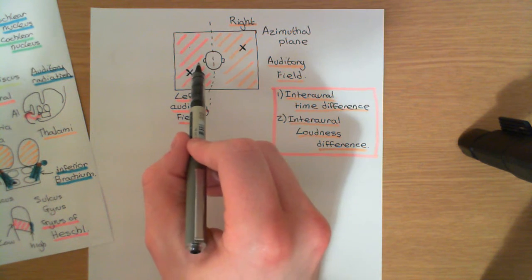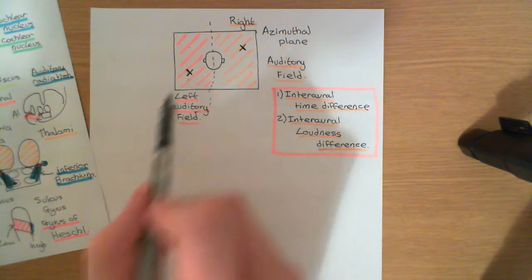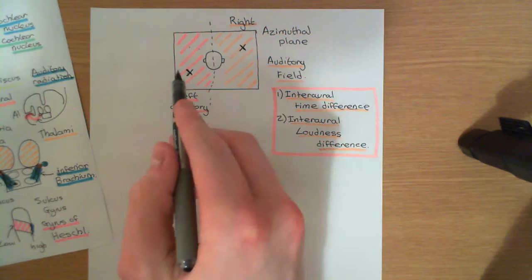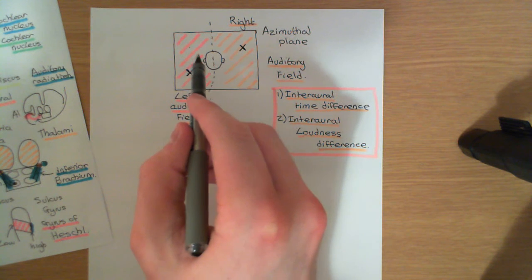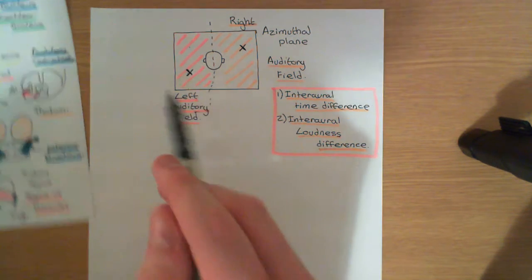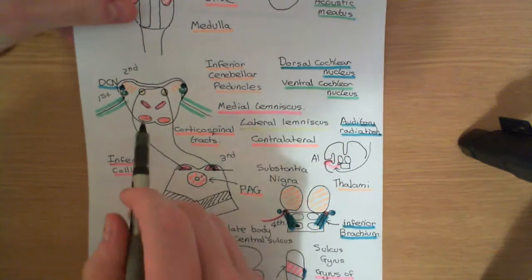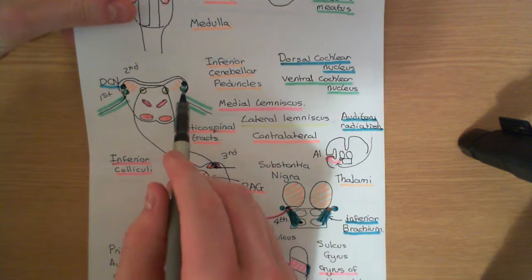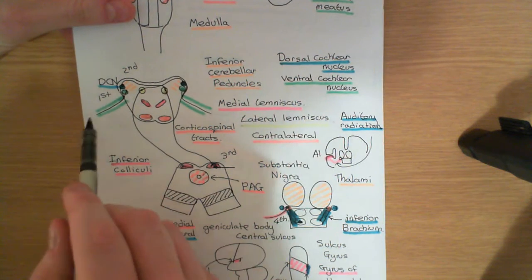And it's the same for the left-hand side. If we've got an auditory stimulus in the left auditory field, we're going to process the information that's coming from the left ear and not the right ear, and that means that through the pathway we've discussed, it's going to go up to the right primary auditory cortex because of this crossover.